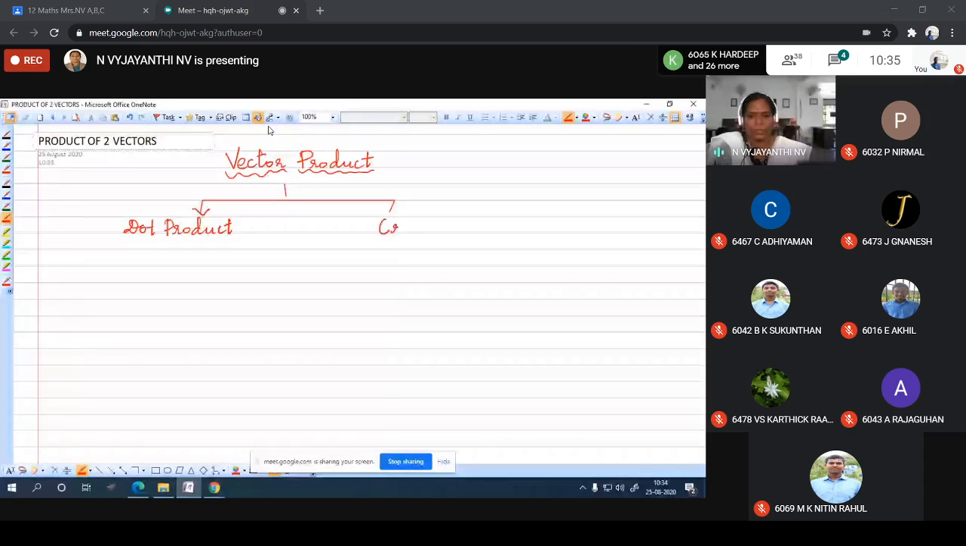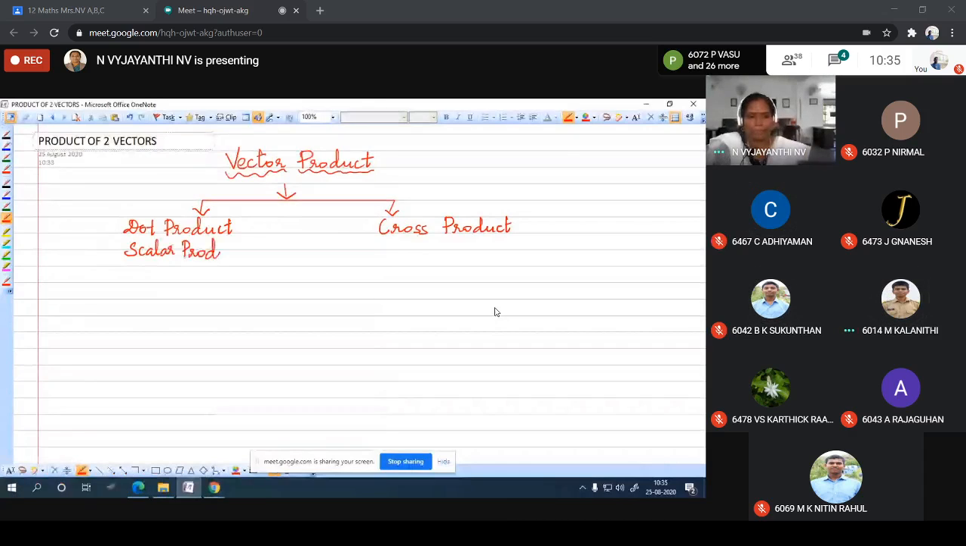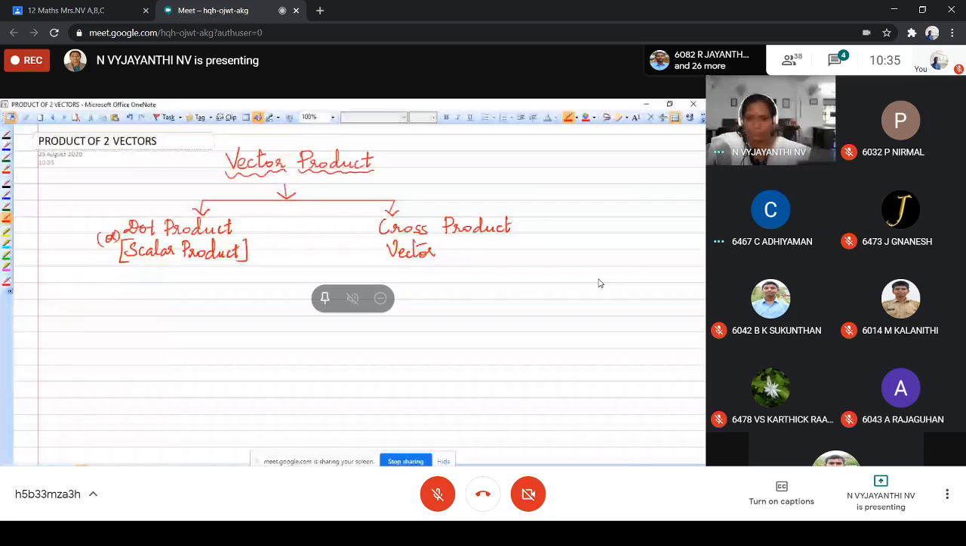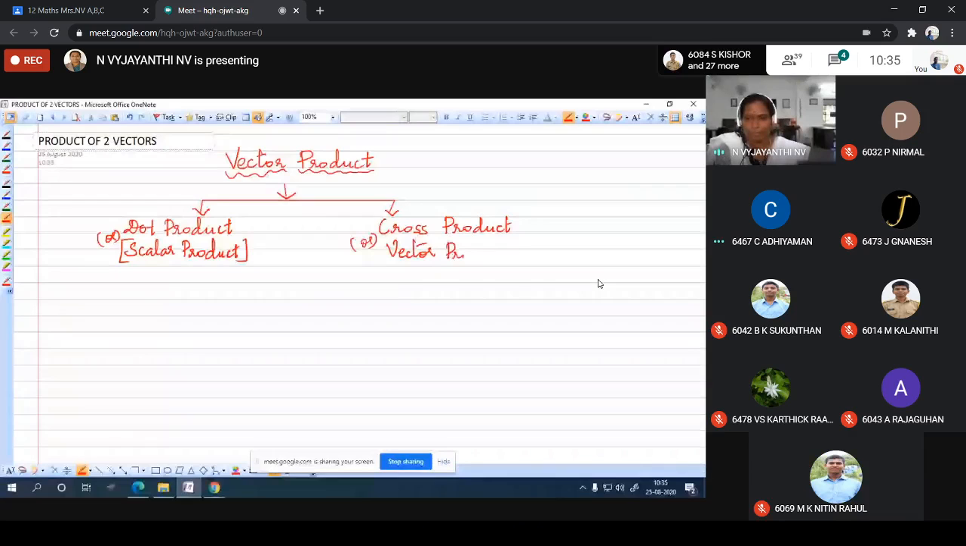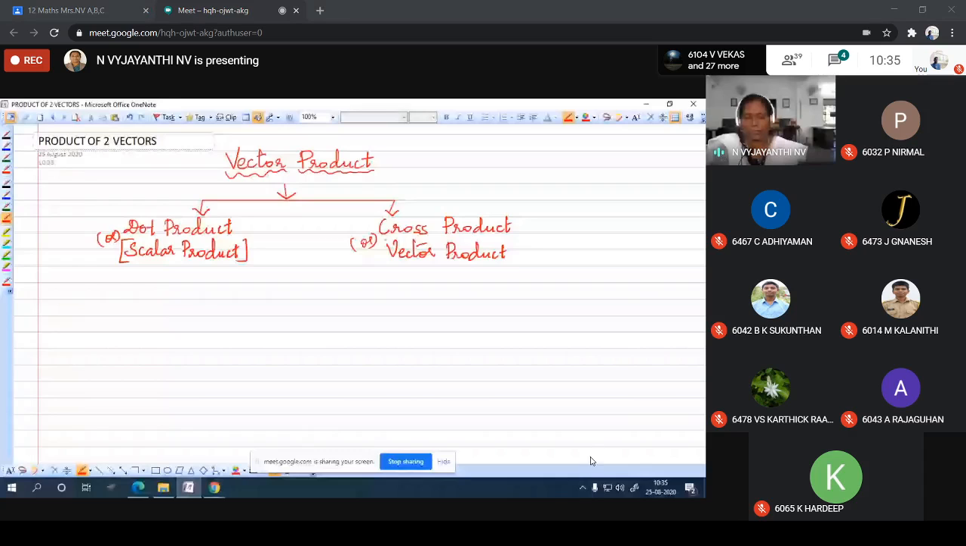So why are these two types of products necessary first of all? Can anyone tell me? Scalar quantity and vector. Because of direction and magnitude. No, scalar one will not give the correct... To find angle and magnitude. For finding angle and magnitude.